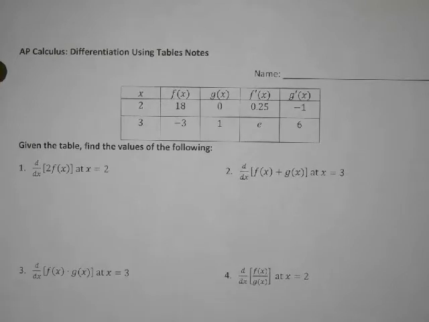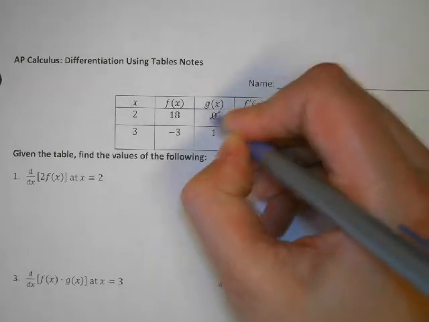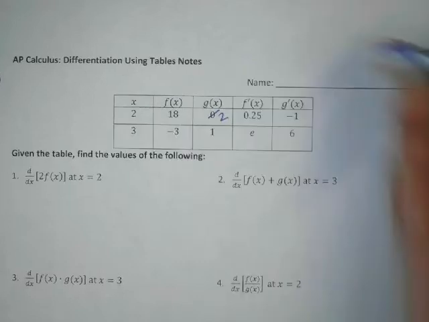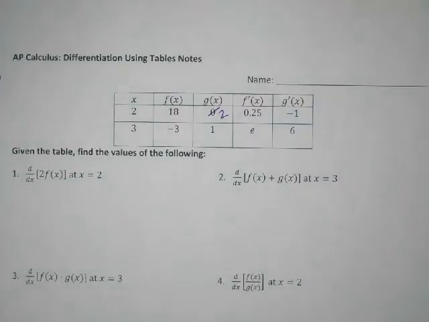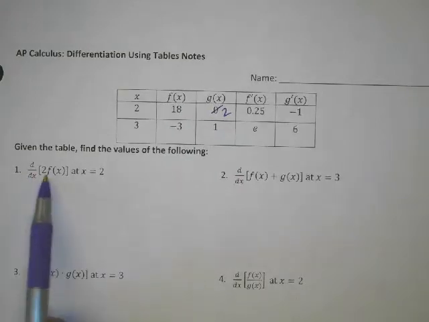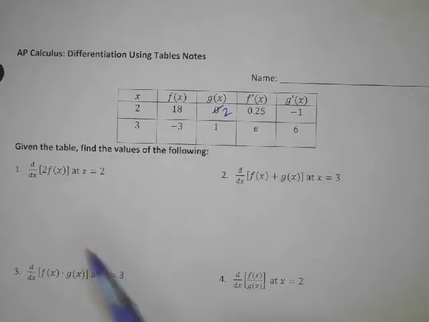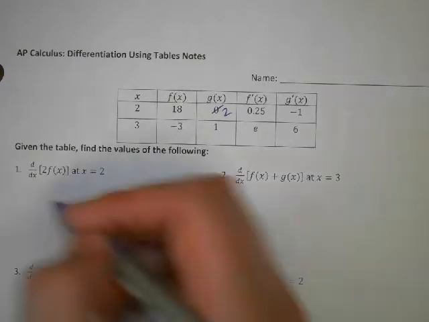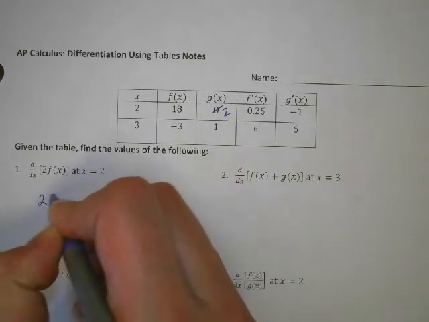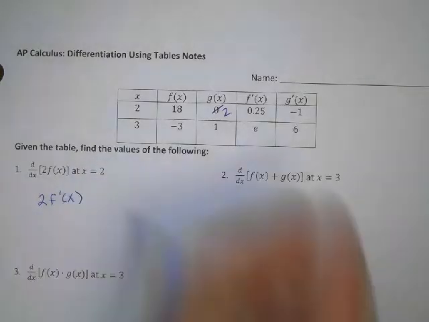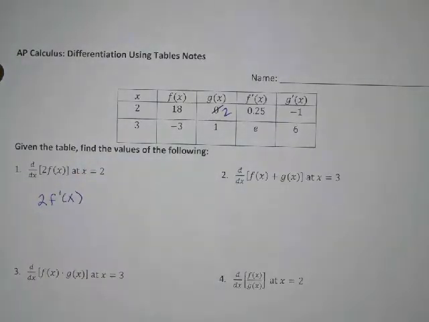So first, on your notes, I want you guys to fix this. Write this as a 2 instead. And then we're going to work our way through all of these problems. So first, when it says d dx, they're just saying find the derivative of this. If I have the derivative of 2 times something, using the constant multiple rule, since I have a coefficient, that derivative is 2 times f prime of x. So now I can evaluate that derivative at 2.